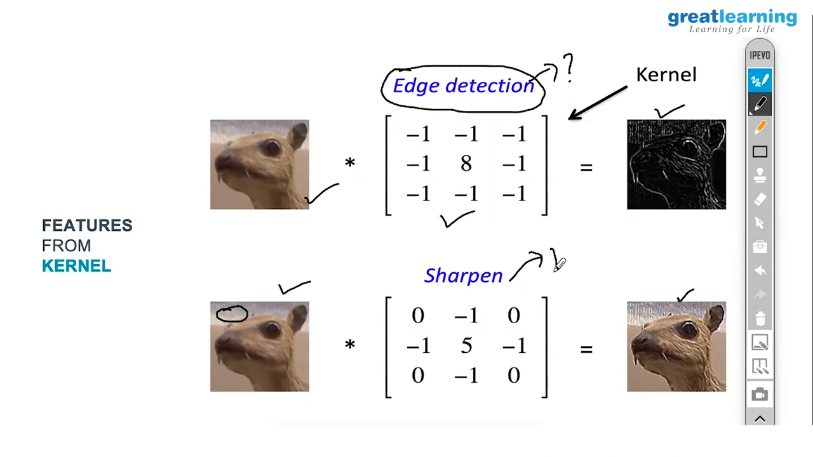Augmentation. Okay, perfect. Whenever you want to augment an image in your corpus, you can use this. Good one. Anything else? Anything else, guys?